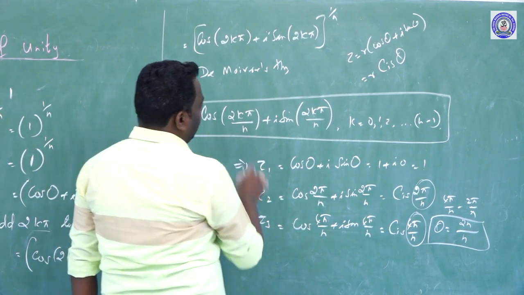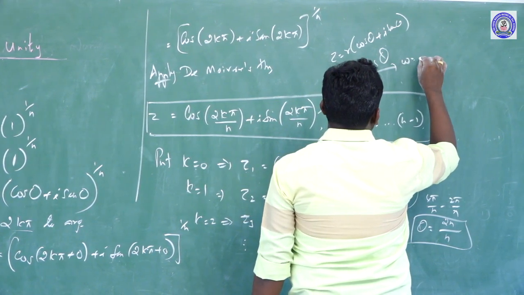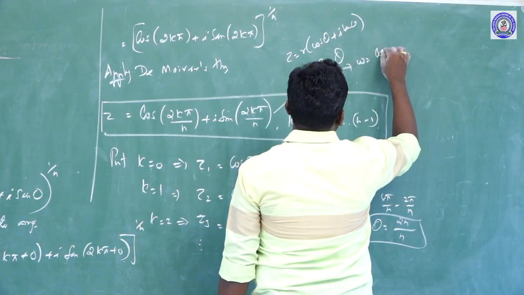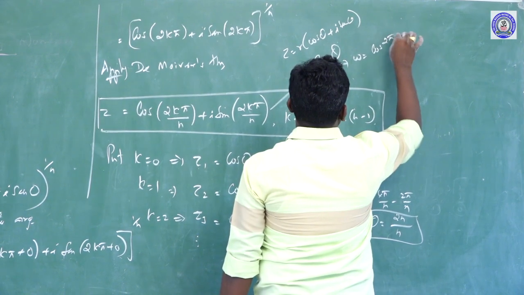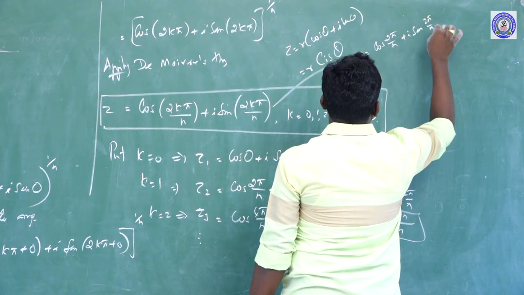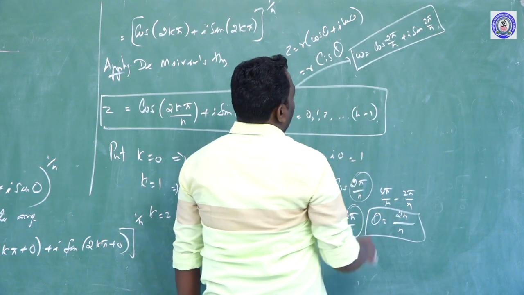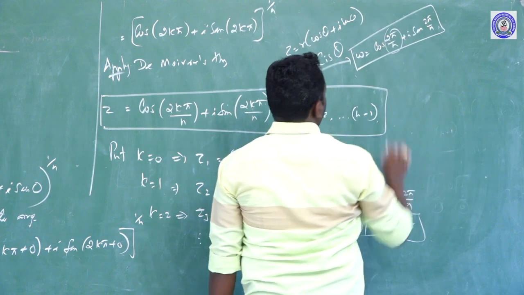Therefore, we write the general form as cos 2 pi by n plus I sin 2 pi by n, and this is called the general form of the complex number, and it depends upon the value of 2 pi.